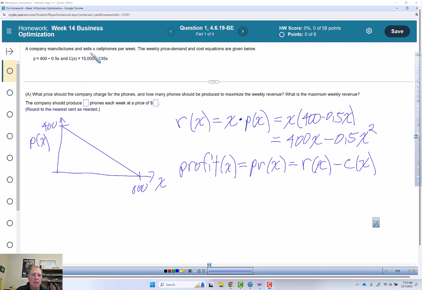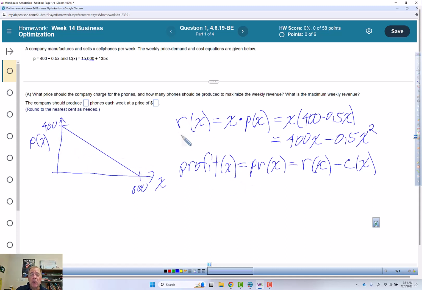So in the cost function, the fixed cost is $15,000 a week, and then our variable cost per phone is $135. So our demand function is a downward linear with negative slope. So the y-intercept or P of x-intercept is $400. And if we figured out the x-intercept, it's going to be over here at 800. So as the price goes down, demand goes up.